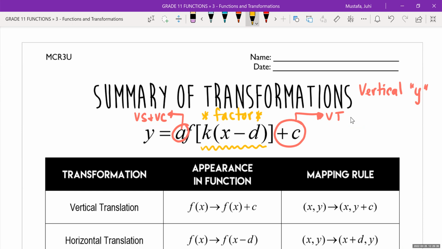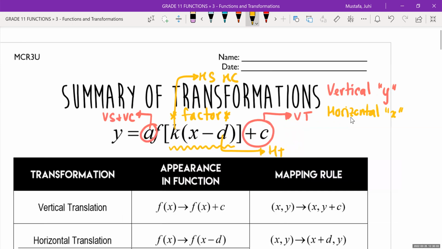We're going to sometimes get a K value. The K value is a horizontal stretch or compression. So horizontal stretch and horizontal compression, we take the opposite. And then the letter D is going to be a horizontal translation, and we take the opposite. The key thing to remember here is anything inside of the bracket is a horizontal transformation, and it affects the X value in your mapping coordinates.